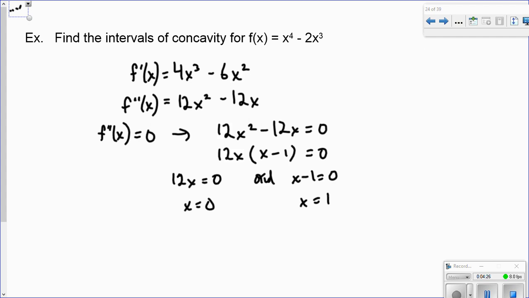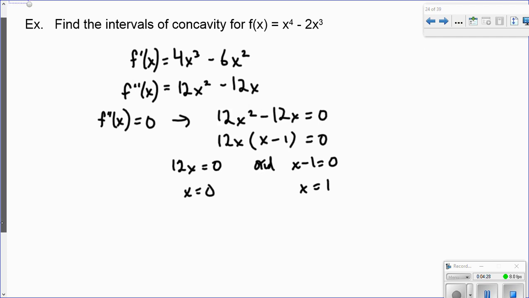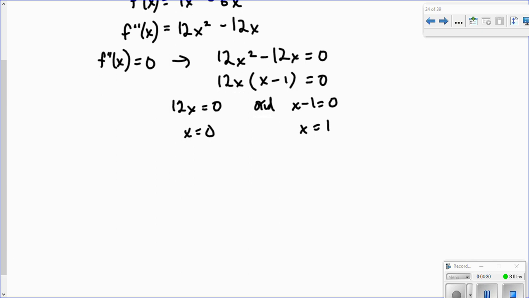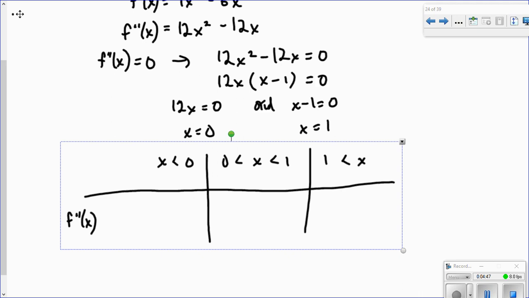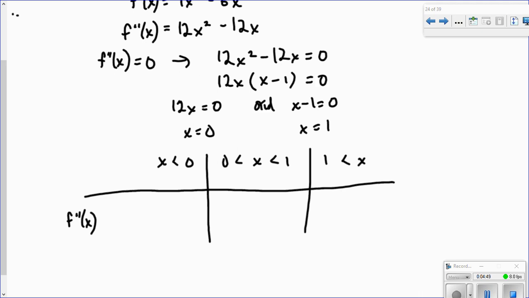Okay, we have 2 points of inflection. So I'm going to use a sign chart and do this. As I go from left to right, my first interval is x is less than 0. I have an interval x is between 0 and 1, and then x is greater than 1. And I want to take my second derivative. My second derivative function I'm going to use is this one here.